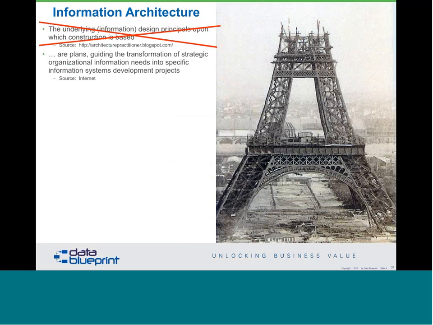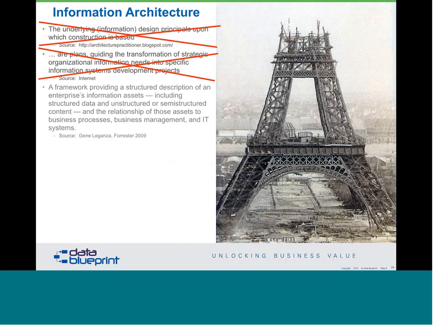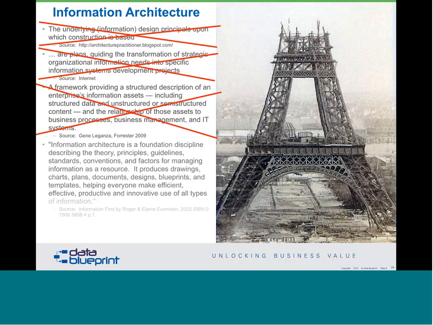And if you say something like, well, they're the plans that guide the transformation of strategic organizational information needs into specific information systems projects, it's a true statement, but they're not necessarily going to understand that. A framework for providing the structured description of an information house. Again, you see why I have a problem with these. I want to call out this book, Information First, by Roger and Elaine Evernden. It's a fabulous book, and they did a great job on it.